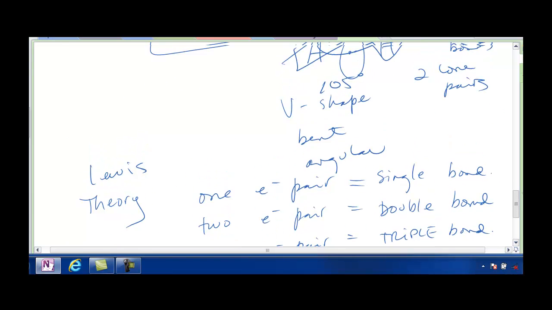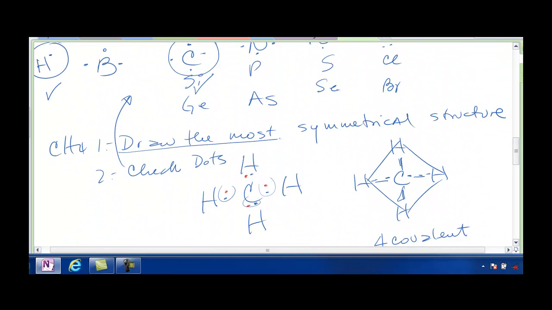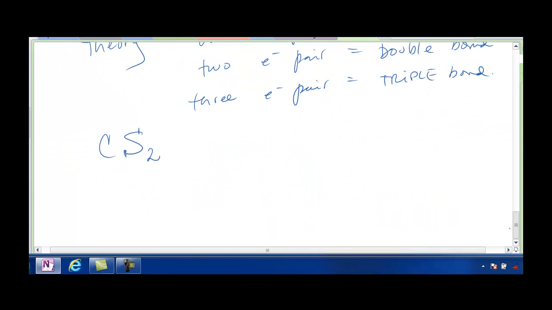Okay, if I have CS2, first draw the most symmetrical structure, and then check for your valence electrons for each element. And this one was a little funky, so we used a different method. We snapped it. You remember the word snap? You snap an answer. There is no P. The S stands for share. This is what you need, and this is what you've got.